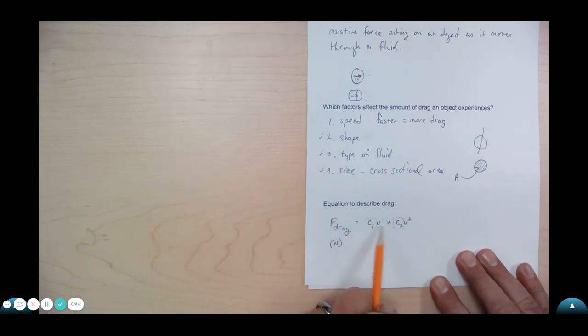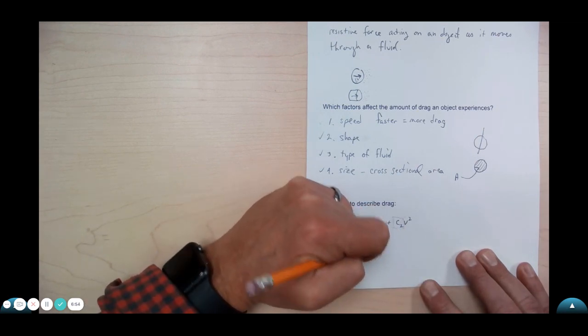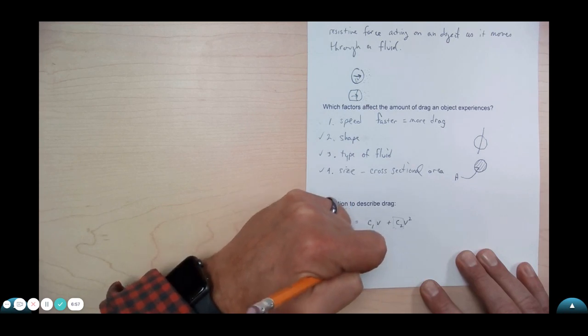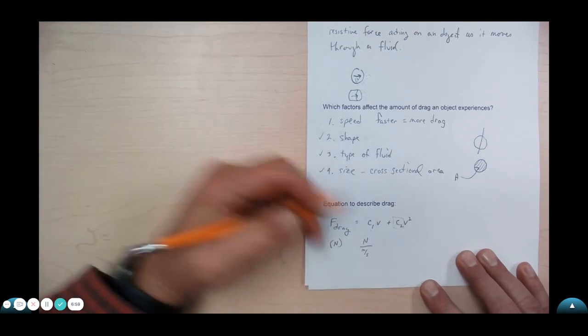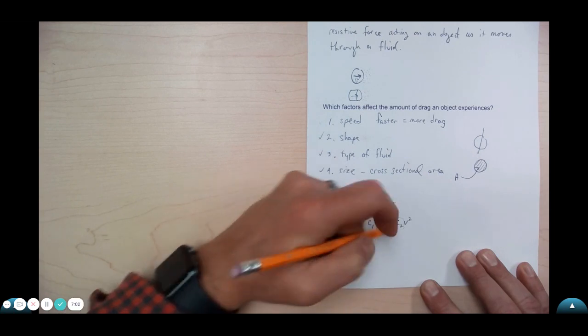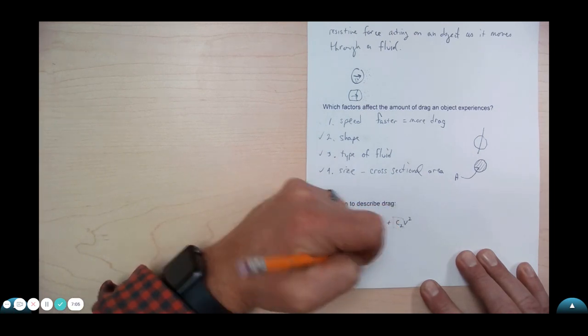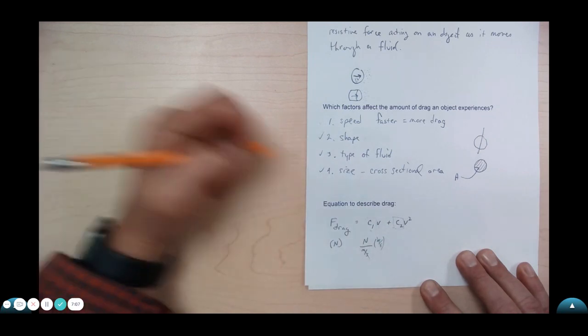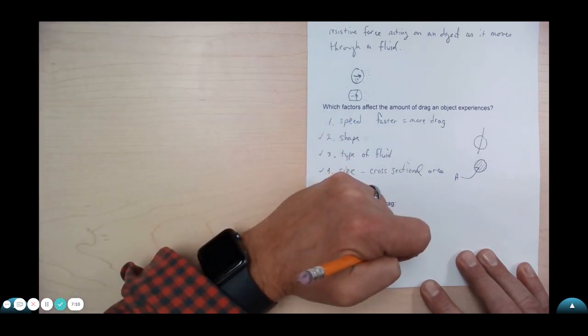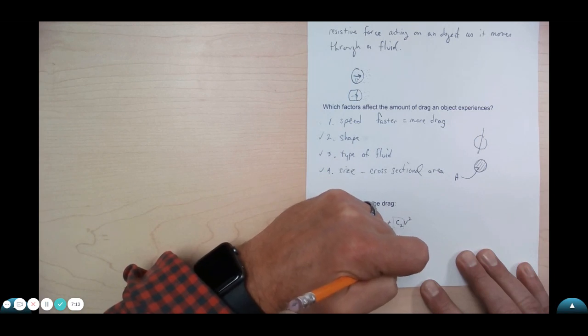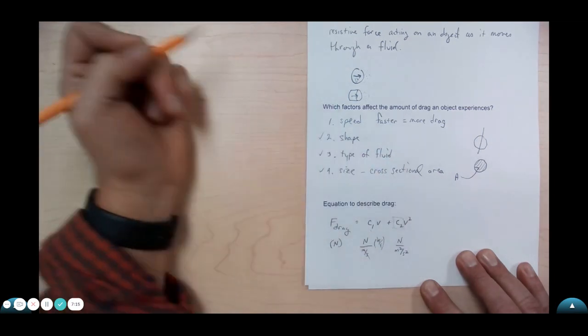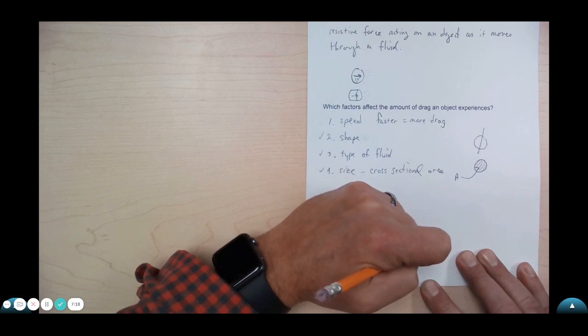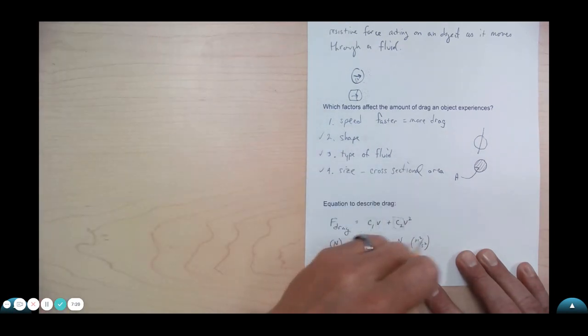The speed comes in as v here. Now these constants would have to have units that would give you newtons if you were to plug in a speed or a speed squared. So the units for C1 are always newtons per meter per second. That way the meters per second cancels with the meters per second there, giving you newtons. And the units for C2 are always newtons per meter squared per second squared, because they have to cancel with meters squared per second squared to give you newtons.